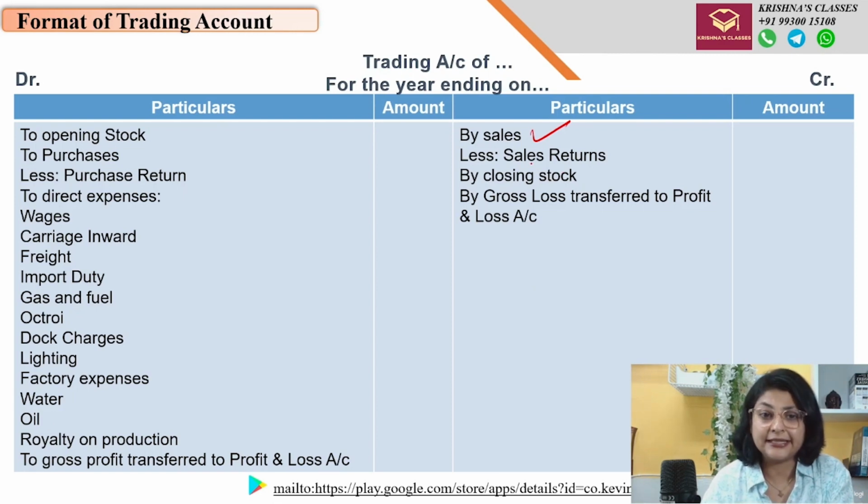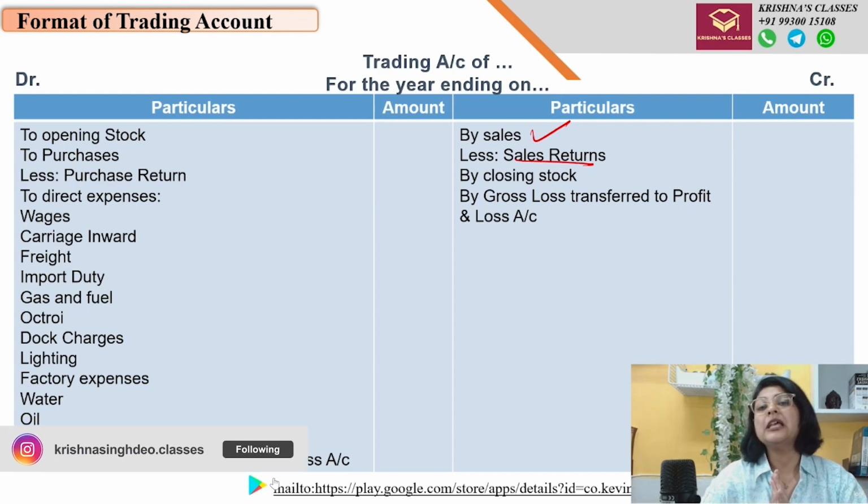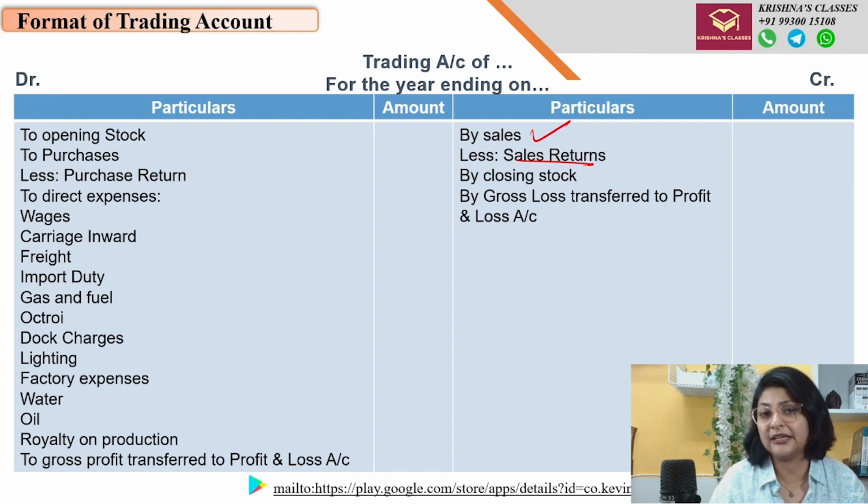What is sales return? Sales return means what your customers have returned to you. You have sold certain goods to your customer, and because of any defect, wrong quantity, incorrect quality, or wrong description of the goods, or some other reason, they return the goods. That is called sales return. It is also known as return inward.